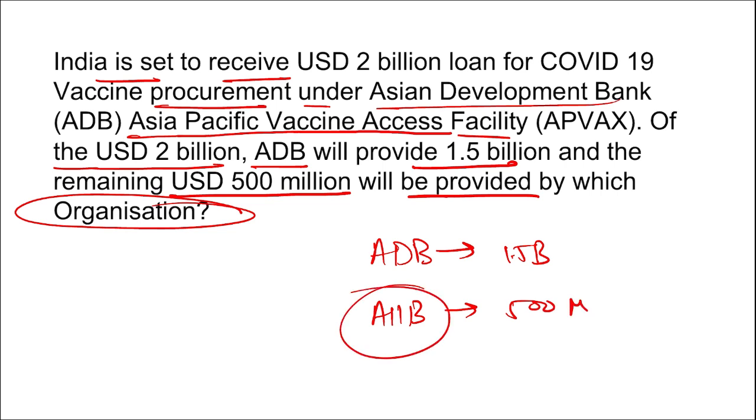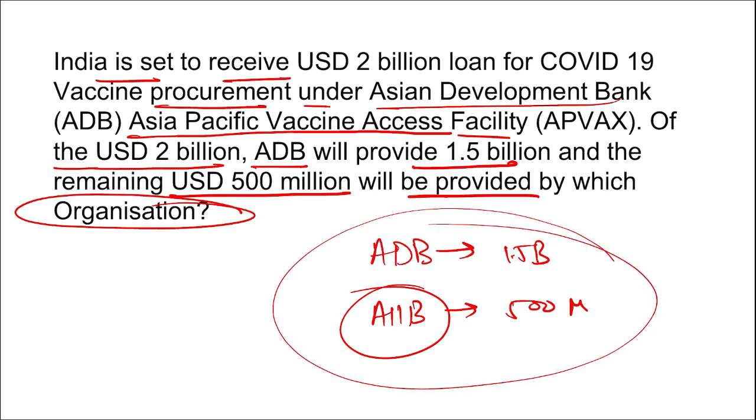The Asian Infrastructure Investment Bank will be providing $500 million, and the remaining $1.5 billion will be provided by the Asian Development Bank. Alright, apart from this, who is the brand ambassador of the COVID-19 vaccination drive for Maharashtra? He is Salman Khan. Alright, mark this. Next question.